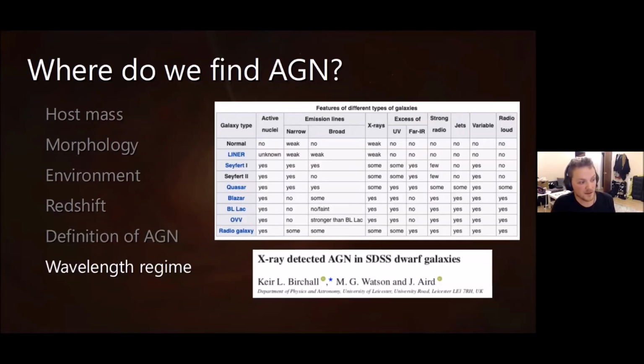And then finally, it also depends on the wavelength regime. This table again shows that some galaxies have broad-line regions, for example. Some do not. Some have X-rays. Some only have weak X-rays. So it's not a clear-cut definition of when we have an AGN or not.